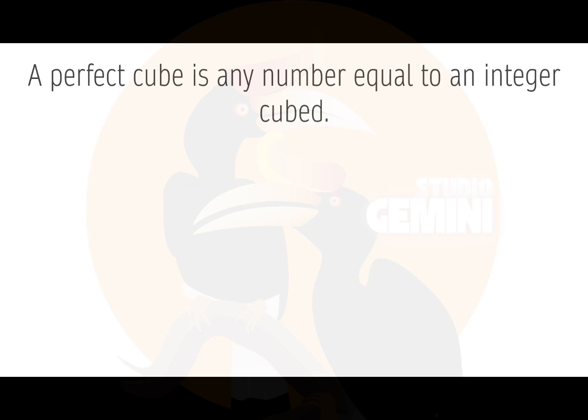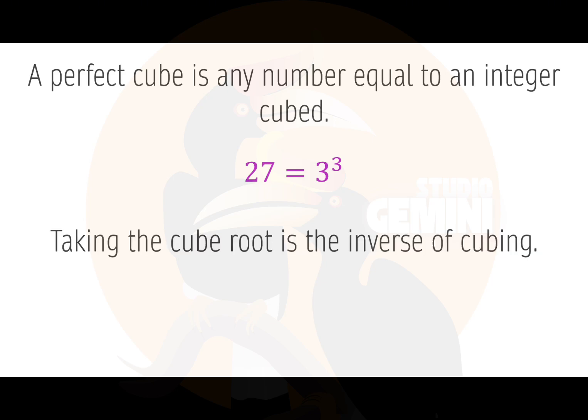Before we start, remember that a perfect cube is any number that's equal to an integer multiplied by itself 3 times. For example, 27 is a perfect cube, as 3 cubed is equal to 27. Also, taking the cube root is the inverse of cubing. So since 27 equals 3 cubed, the cube root of 27 is 3.